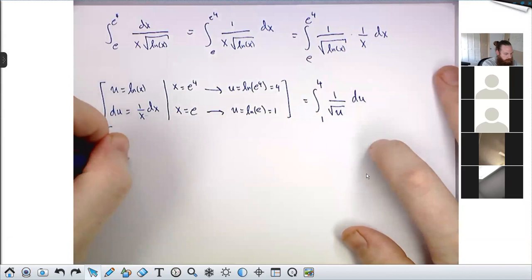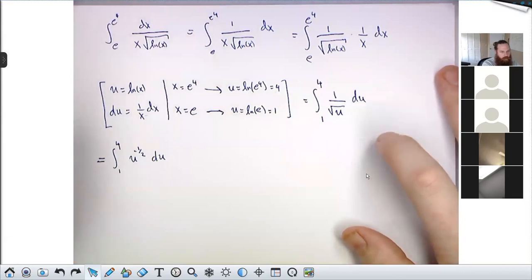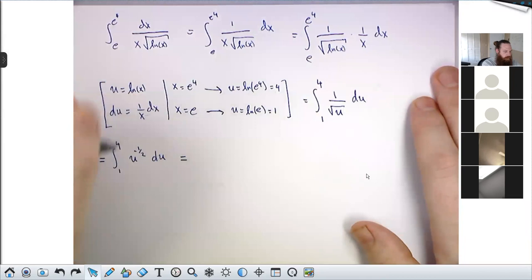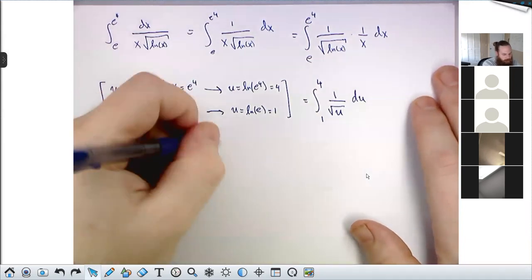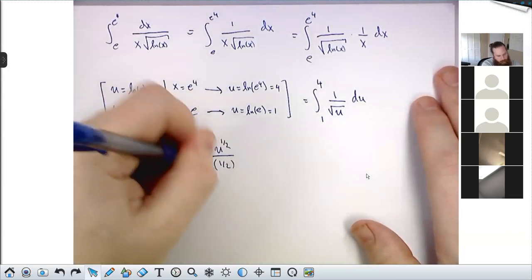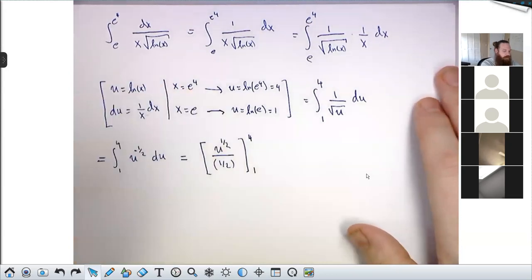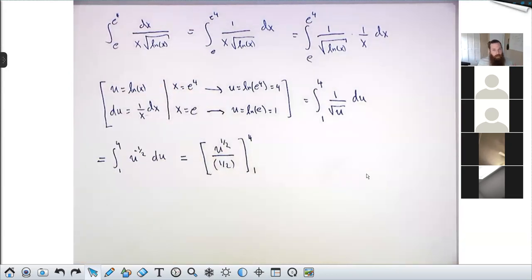1 over the square root of u all on its own like that is u to the negative 1/2 power. So this is the integral from 1 to 4 of u to the negative 1/2. I can use my power rule on this. You add 1 to the power, negative 1/2 plus 1 is positive 1/2. You also divide by that new power. It's a definite integral, so we don't need a plus c, but we do evaluate between these new bounds. And I'll say it one more time. You must change your bounds. You must use the new bounds in your new integral. And then you evaluate your antiderivative between those new bounds. You never plug back in for your old variable. You only do that with indefinite integrals. With definite integrals, you just change the bounds and move on.